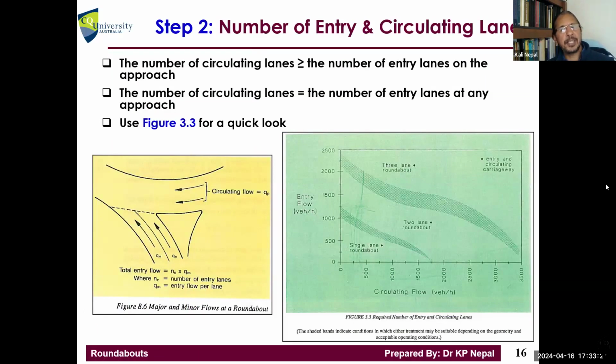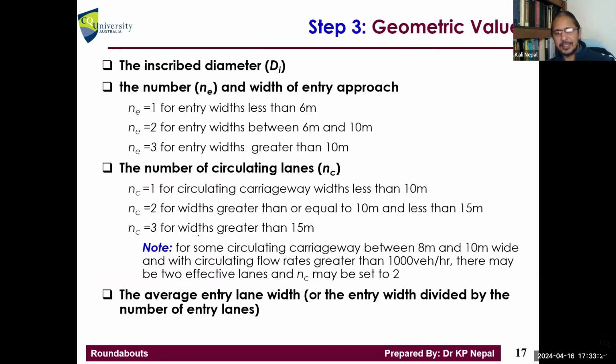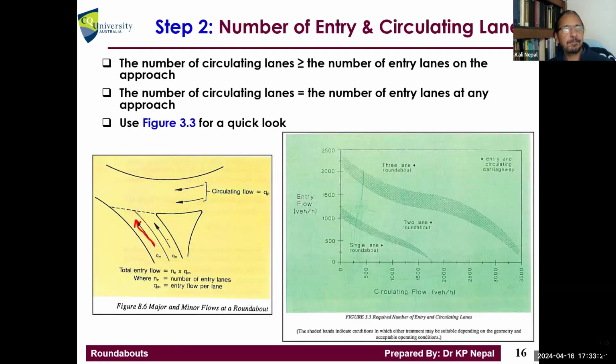Next, number of entry and circulating lanes. You see here, if there are two lanes coming in, there should be two lanes circulating. Sometimes if there is one lane coming in, two lanes circulating is okay. But if two lanes are coming in, one lane circulating is not allowed, otherwise they will just go in the same place. That is not good. So the best idea is to make sure the number of circulating lanes is equal to the number of entry lanes.